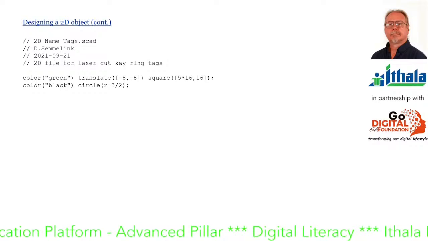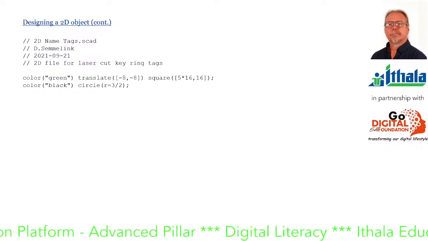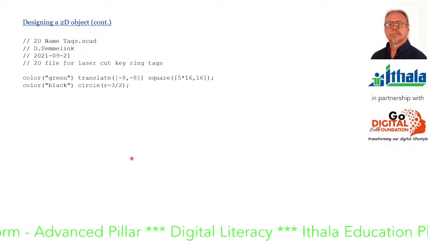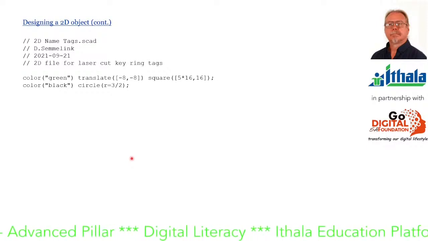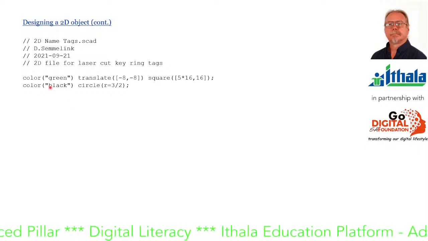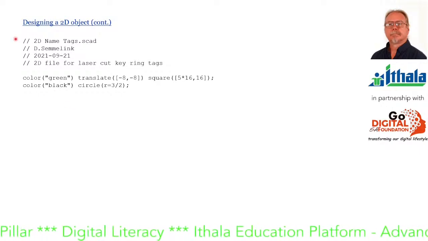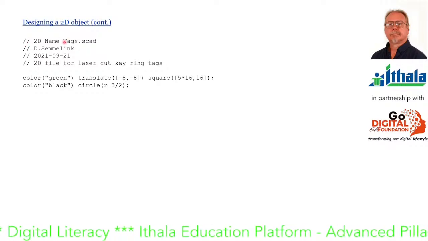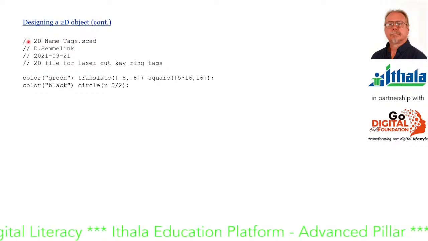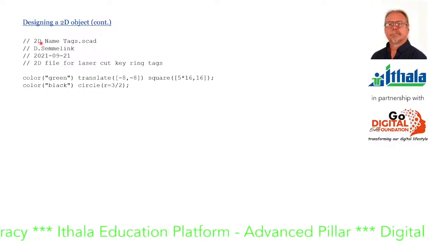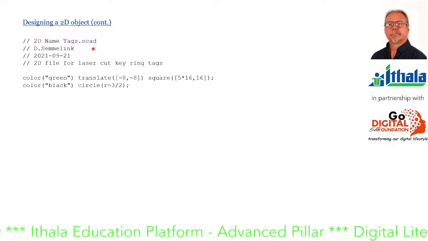So first let's add some comments. We should always start with a comment block giving the name of the file, the name of the author, the date it was created, each date when it is modified, and a description of what it does. So we always start our OpenSCAD programs with a comment block. So we give the name of the file, so it's // to show that this is a comment. This is the name of the file, it's 2D nametags.scad.